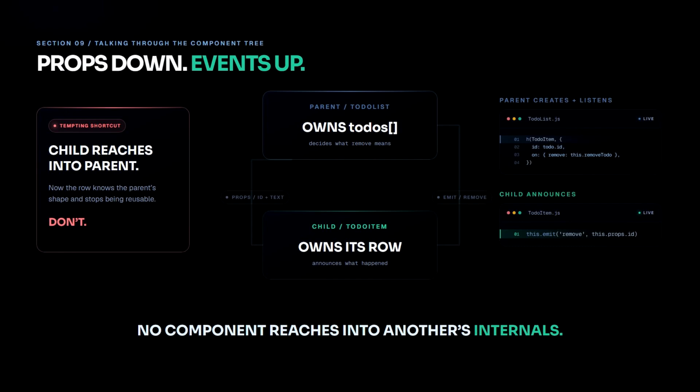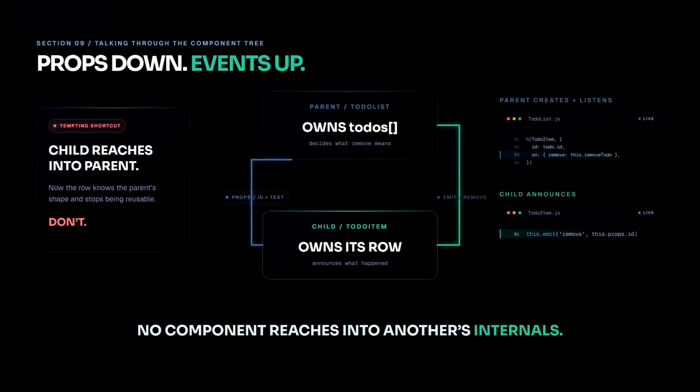Don't. The moment the child knows the shape of its parent, it stops being a reusable row and becomes a row that only works inside a specific list. So data only moves in one direction at a time. Down, the parent hands the child props: here's your ID, here's your text. Up, the child never touches its parents. It just announces what happened.